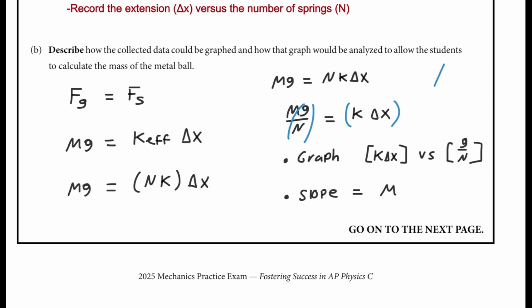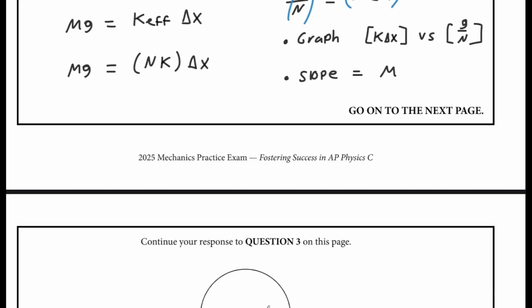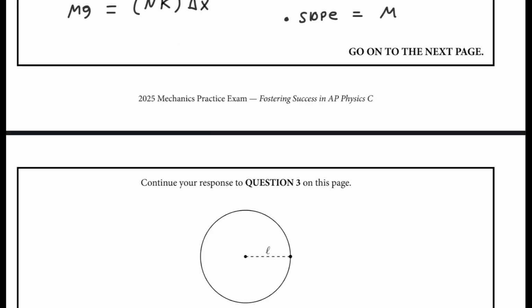So here's how you get your 2 points. You get 2 points, one for a valid relationship and one for a valid way to solve from that relationship. So here, k delta x versus g over n will actually yield a straight line. So that's how I got the first point. And my second was telling that the slope of the k delta x versus g over n graph is just the mass. So you could also just say the slope is equal to this fraction and solve for m. You don't really have to solve it if there's a bunch of garbage in your slope. So there's your 2 there.